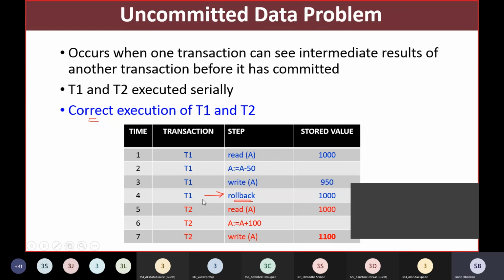Let us proceed now with this transaction T2. So T1 has rolled back. So once again, our account balance A is 1000. And now T2 proceeds with its working. So T2 is reading 1000, T2 is depositing 100, and after depositing it, it is writing back the final balance to the account A. So it is updating A's balance as 1100. So obviously, this is the correct execution of these two transactions T1 and T2.